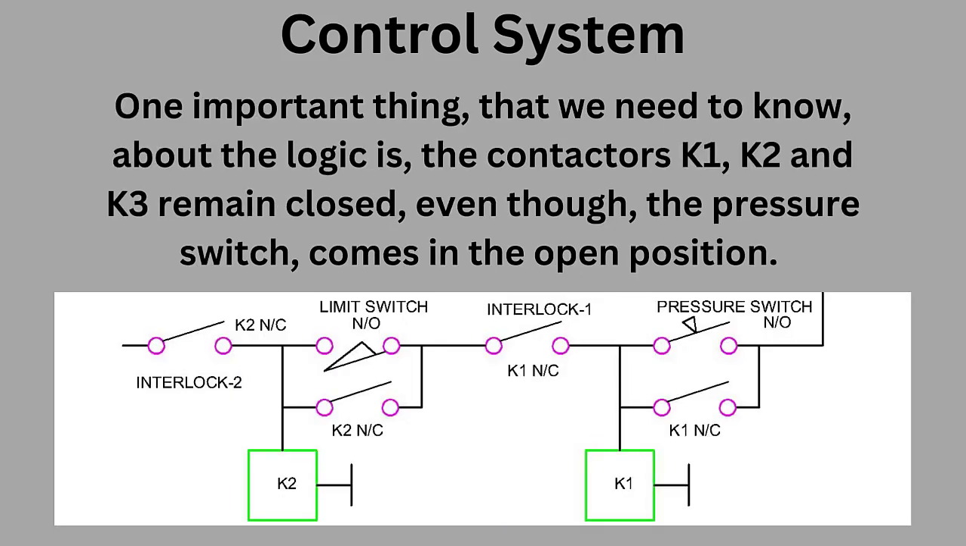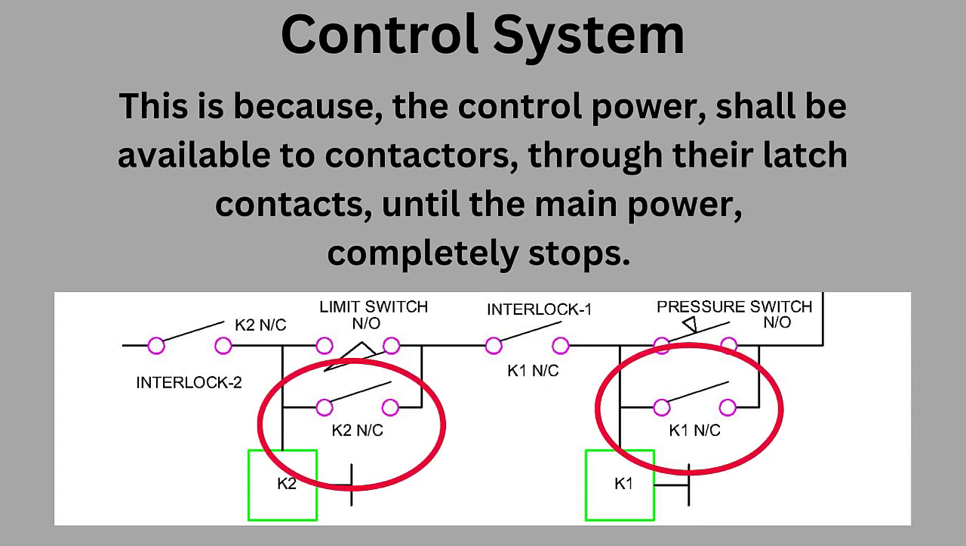One important thing that we need to know about the logic is, the contactors K1, K2 and K3 remain closed, even though the pressure switch comes in the open position. This is because the control power shall be available to contactors through their latch contacts until the main power completely stops.